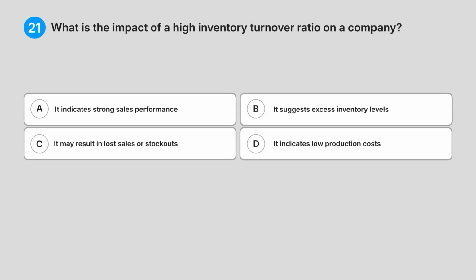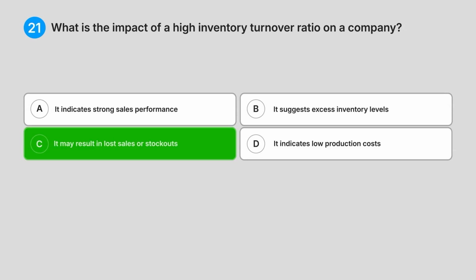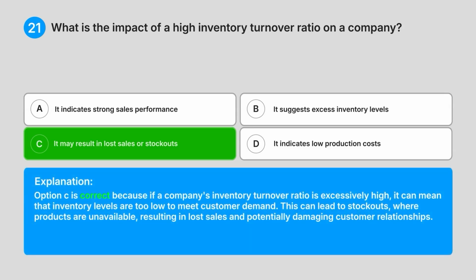Correct answer: C. It may result in lost sales or stockouts. Explanation: Option C is correct because if a company's inventory turnover ratio is excessively high, it can mean that inventory levels are too low to meet customer demand. This can lead to stockouts where products are unavailable, resulting in lost sales and potentially damaging customer relationships.